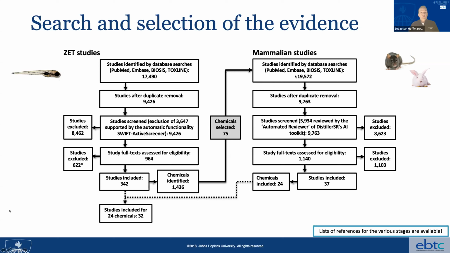And here we then conducted a second literature review. Again, screened title and abstract and full text, and ended up with only 37 mammalian studies included. And in these studies, there were only 24 chemicals covered, 24 of the 75. That needed, of course, to go back to the zebrafish side, and we looked for those included zebrafish studies that tested at least one of these chemicals, and we identified 32 zebrafish studies that had data on these chemicals.